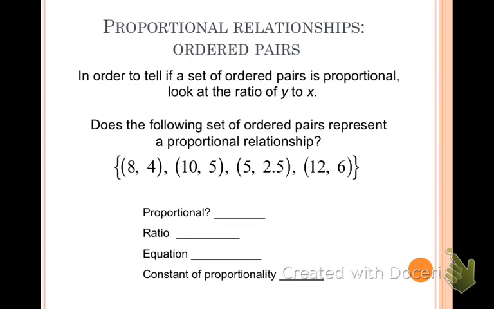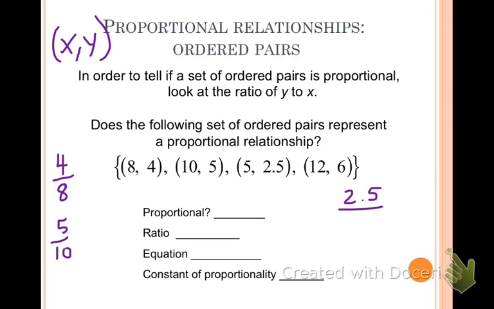How about looking at ordered pairs? In order to tell if a set of ordered pairs is proportional, look at the ratio of y to x. Again, your ordered pairs are set up in such a way of x, comma, y. Therefore, we could put them in the correct form to find the constant. So we could take y over x, y over x, y over x, and y over x. And if you can tell, they all are equal to 1/2.